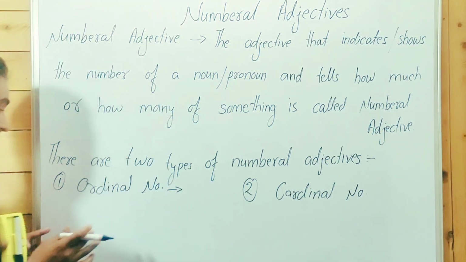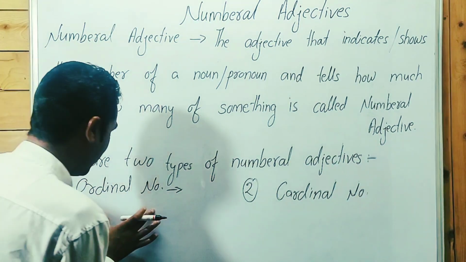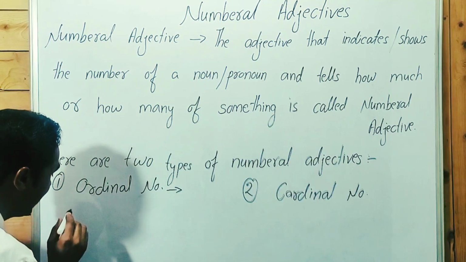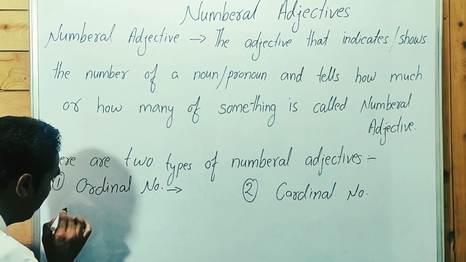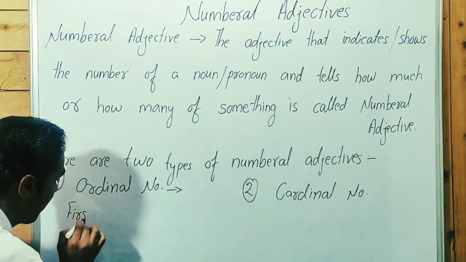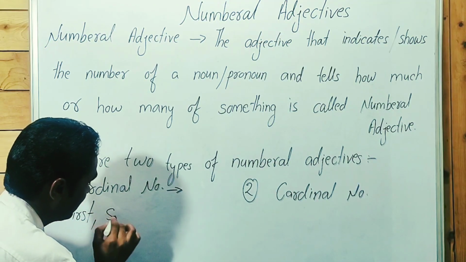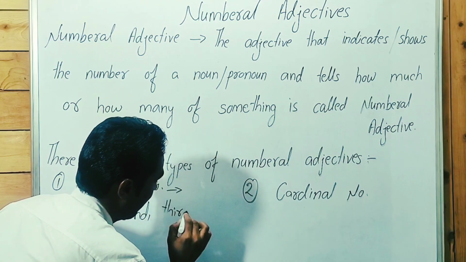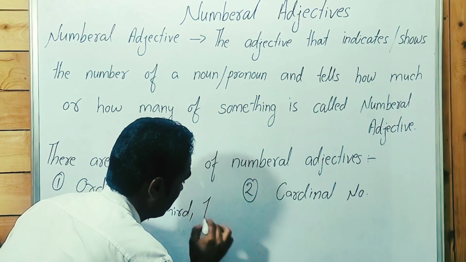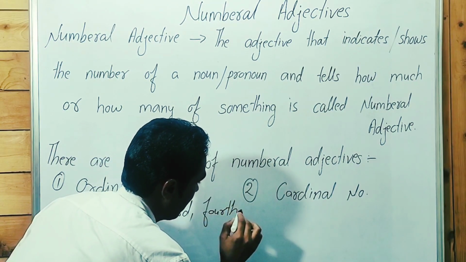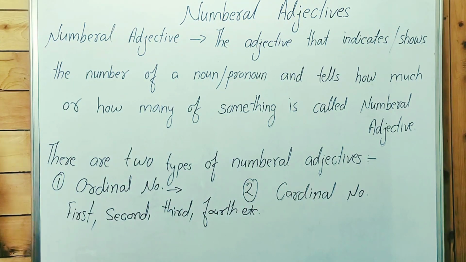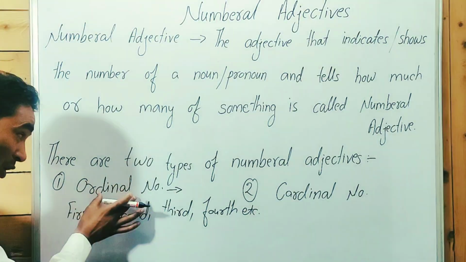Guys, pay attention over here. Ordinal numbers are first, second, third, fourth, fifth, sixth, seventh, eighth, ninth, 10th. These are ordinal numbers.